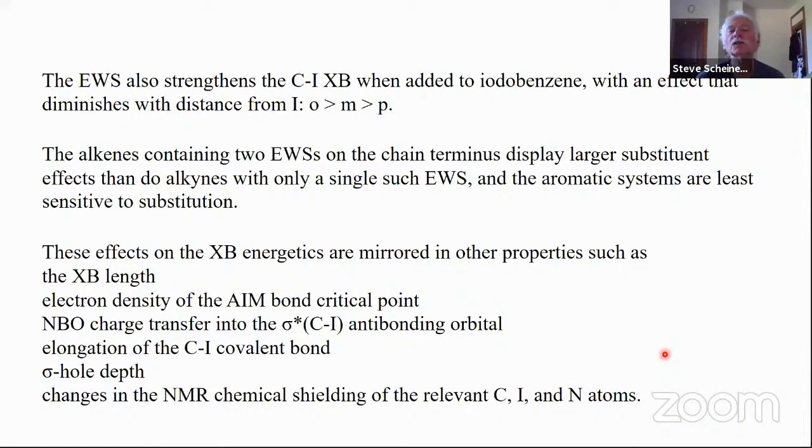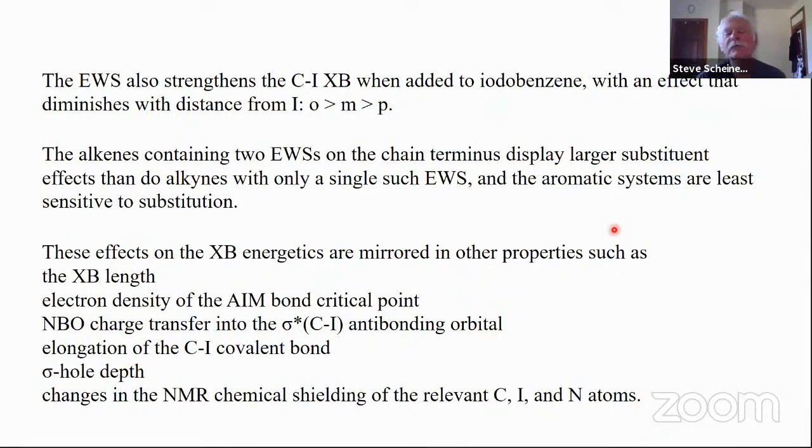The electron withdrawing substituent strengthens the CI halogen bond also when it's added to iodobenzene. And generally its effect goes down with distance, with ortho, meta, para being the trend. In the case of the alkenes, since you're adding 2 of these substituents on the end of the chain, we are getting a larger effect than with the alkynes, which only have a single one. And the aromatic systems are least sensitive to the substitution.